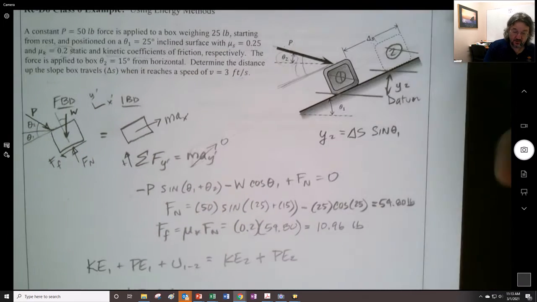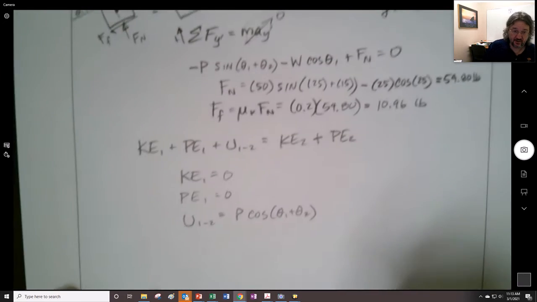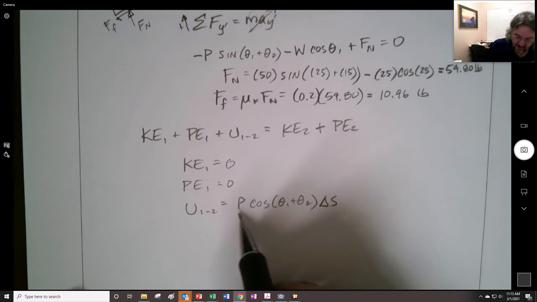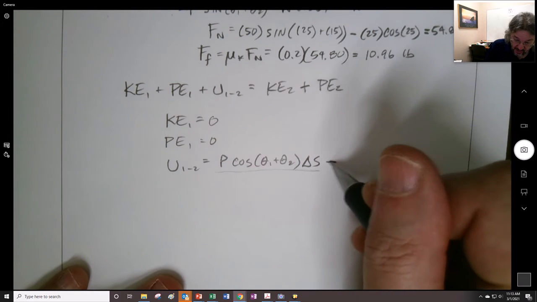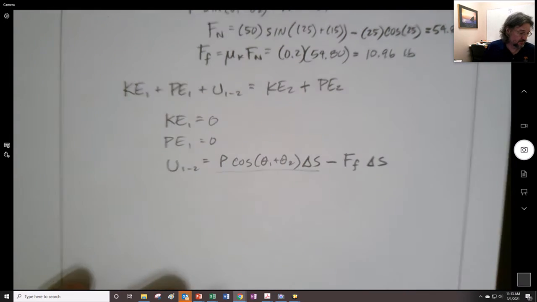But also, we have friction force that's opposing the direction right there. So it's going the opposite. And oh, I forgot to put in the delta S right there, right? So this is the external work that's by this force. But now we have to subtract out the friction times delta S right in there.